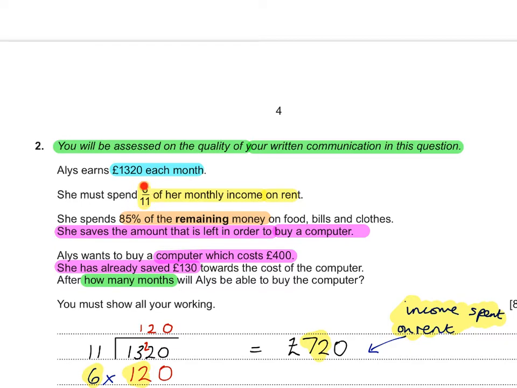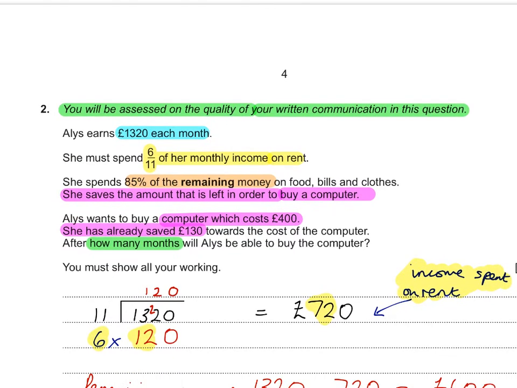Well, the first thing I've done is work out 6/11 of the amount that she earns. The way that you do that is you always do that number divided by the denominator, so 1,320 divided by 11. That's what I've done here. I set up bus stop division. I counted how many 11s go into 1. The answer is none, so I just left that blank. Then 11s into 13 is once, remainder 2. And then 11s into 22 is twice. And then 11s into nothing is nothing. So my answer is 120.